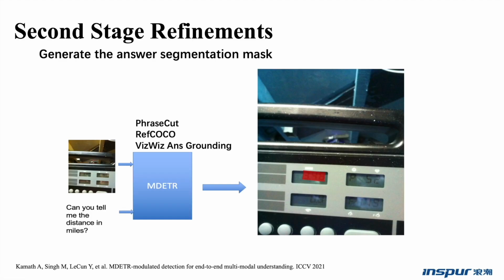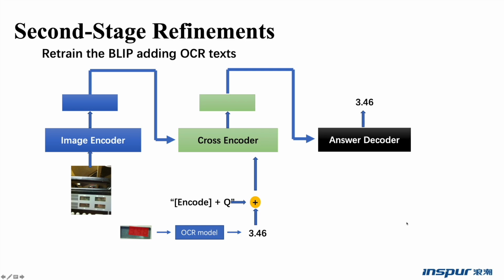For the second stage, we firstly trained the MDETR model. We collected all of the text-guided datasets for the MDETR model, including phrase cut, RefCOCO series, Flickr as well as VizWiz answer grounding. As the picture shows, the segmentation area for the evidence to the answer is generated. Then we generated the OCR texts from the segmented image if it contains OCR information. Finally, we retrained the BLIP model by adding the OCR texts to the question. This second optimization largely increased the number question accuracy.